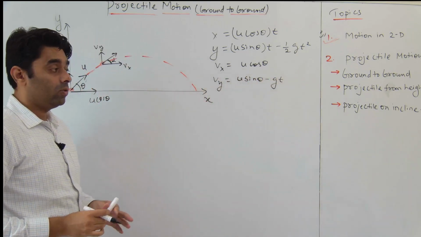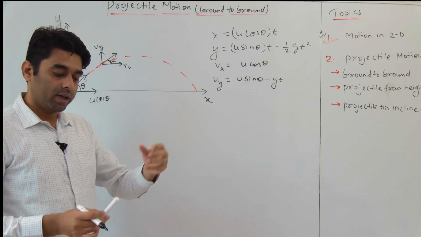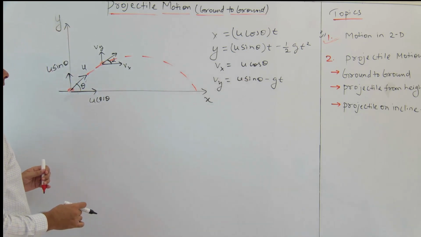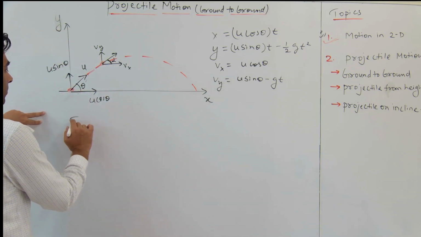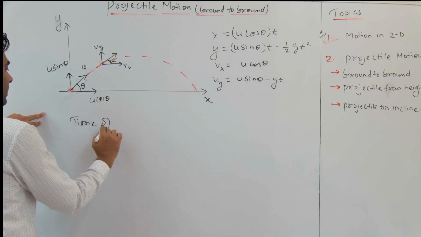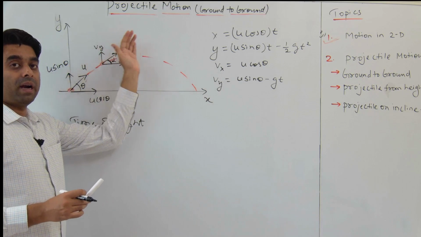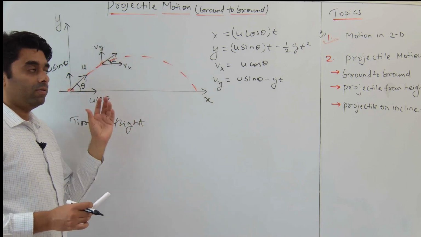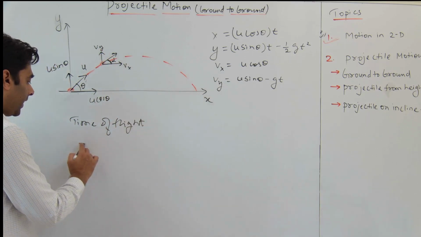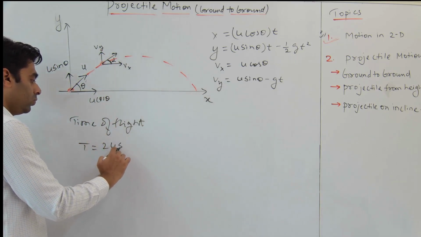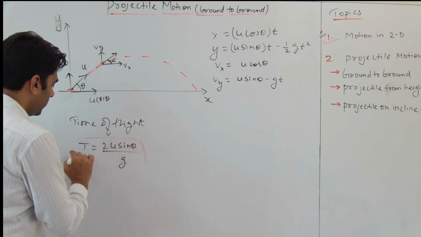Okay, now there are three important physical quantities that we should keep in mind. What are these three physical quantities, or three parameters, that we are talking about? Over here we are talking about time of flight. Time of flight basically is the time for which the particle is in air, or the time taken by the particle to complete this journey. How much is the time? Time of flight is given as 2u sin theta by g. 2u sin theta by g is the time of flight.